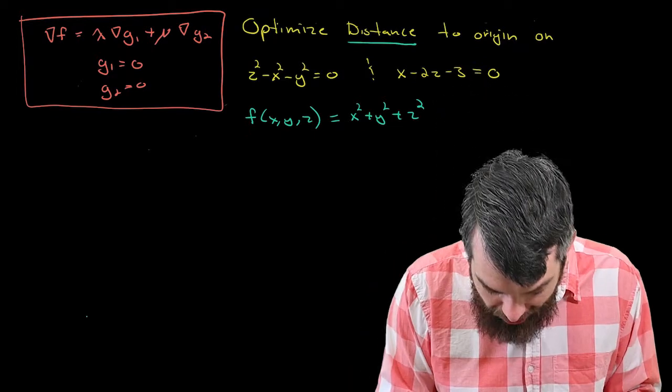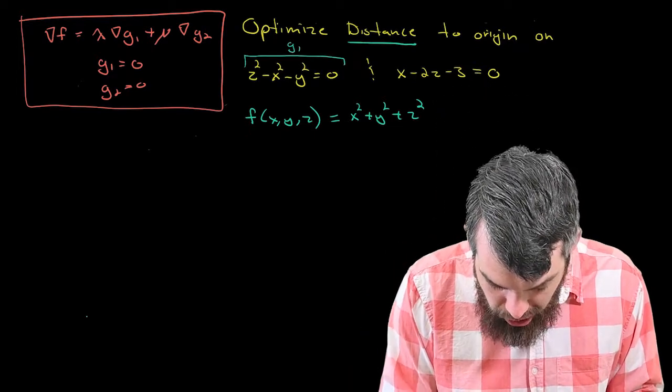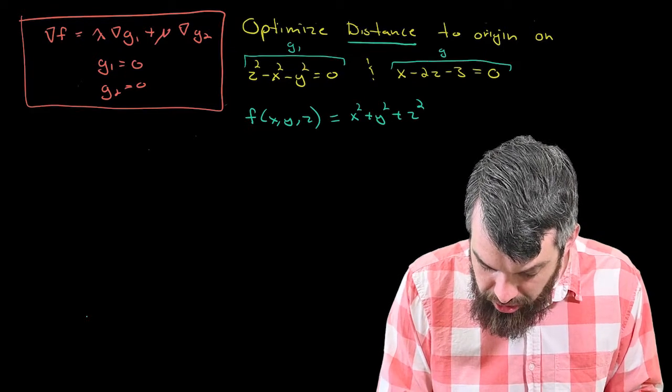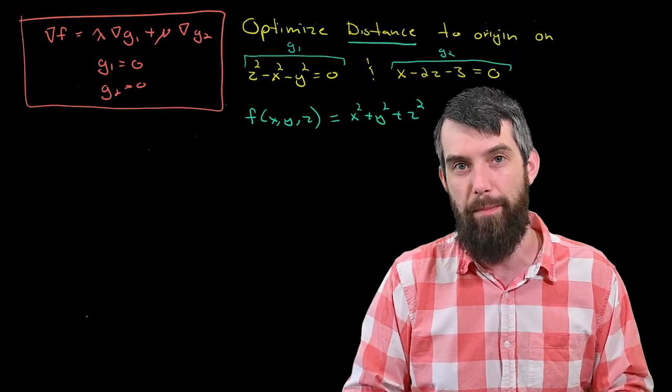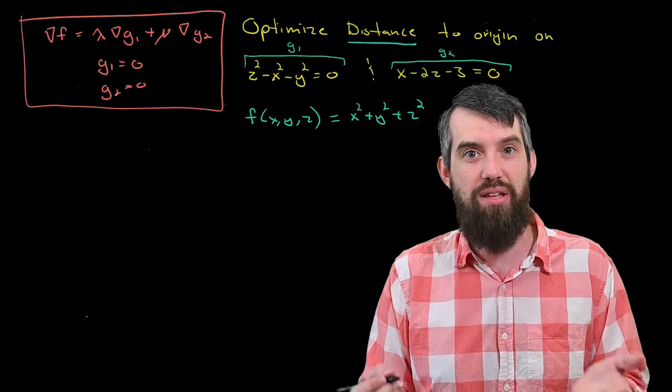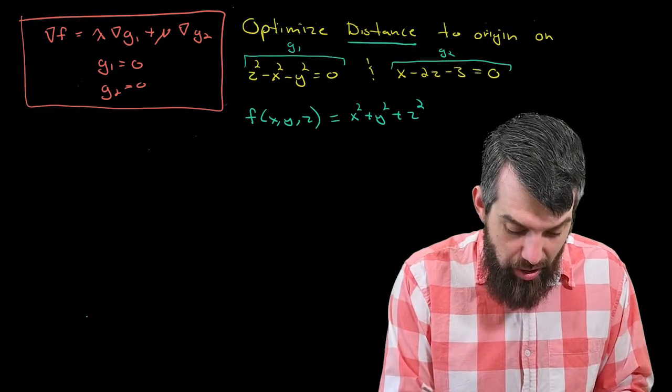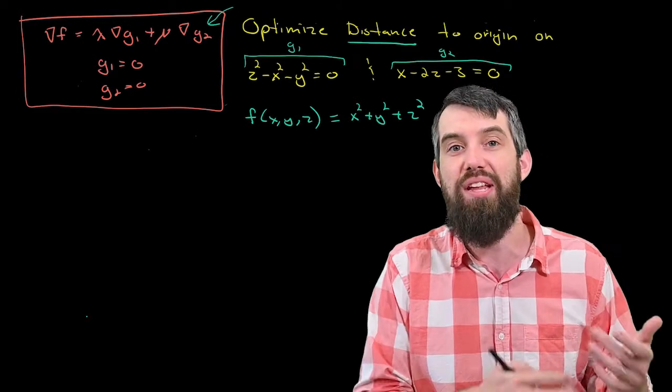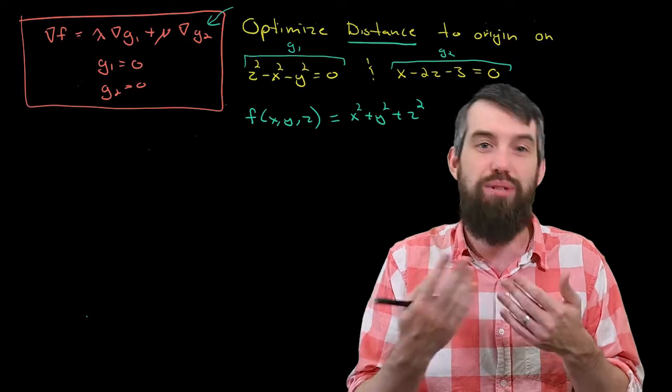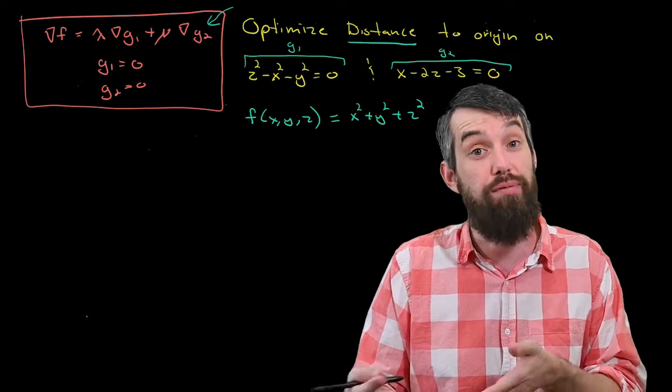And then I still have the two different constraints. I have the g1 here, and I have the g2. That was given explicitly in my problem. So now I just need to take those different things and plug them into this formula that we have, that the gradient of f is lambda times the gradient of g1 plus mu times the gradient of g2.